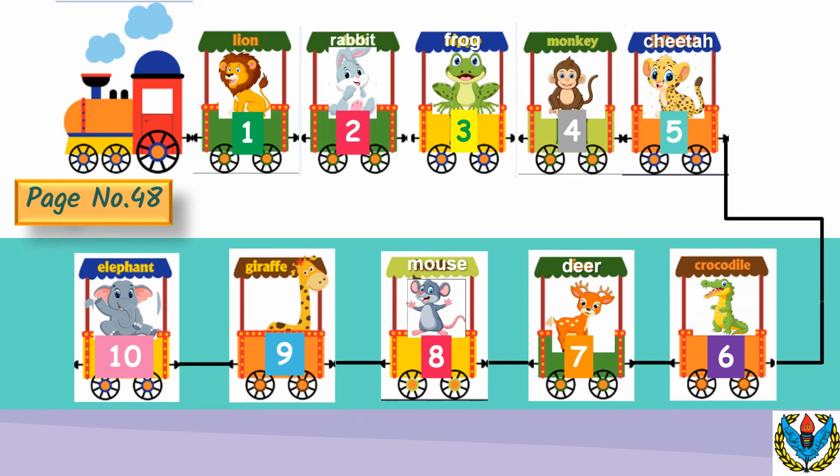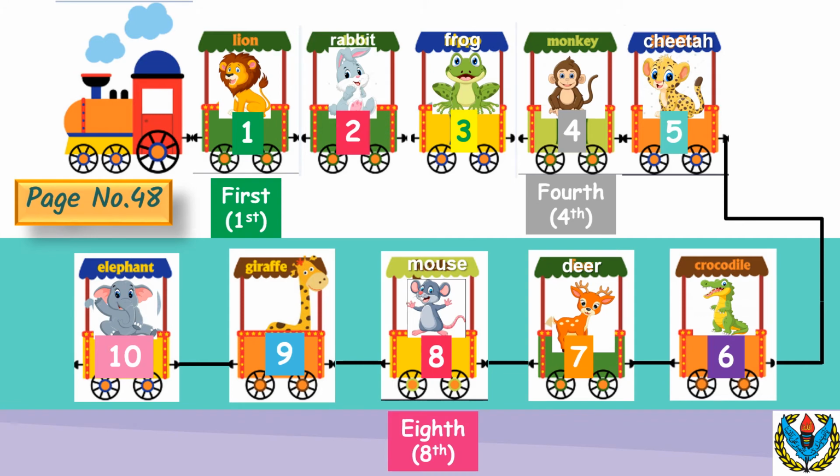Ordinal numbers को यूज करते हुए हम इन animals की position बता सकते हैं, है ना? So look carefully and tell: which animal is there on the first place? Mr. Lion is on the first place. Now tell me which position is for Mr. Monkey. Fourth position. Where is Mr. Mouse? At the eighth position. Where is Mr. Rabbit? On the second position.